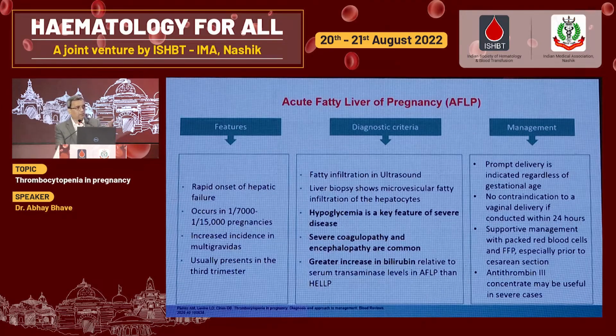Some of the other component therapy we can use is factor 7. There is a recombinant factor 7A available. One shot of it, expensive, one shot of it, and we can make a difference to the patient. It can bring the coagulation to some form of control till you deliver, and then things might get better.